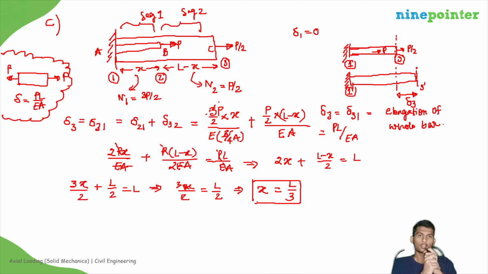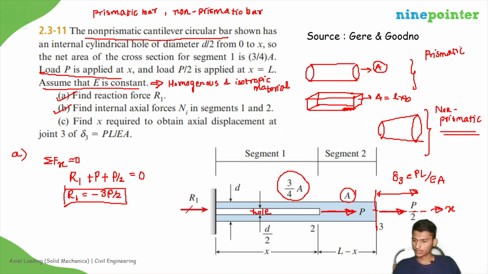So to have the whole elongation of the bar equal to PL by EA, we need to have the value of x to be L by 3. So that P load which is applied should be at L by 3 starting from the fixed support. Okay, so we completed part C also. Answer is x is equal to L by 3. Here N1 is equal to 3P by 2, N2 is equal to P by 2. So here R1 is equal to minus 3P by 2.